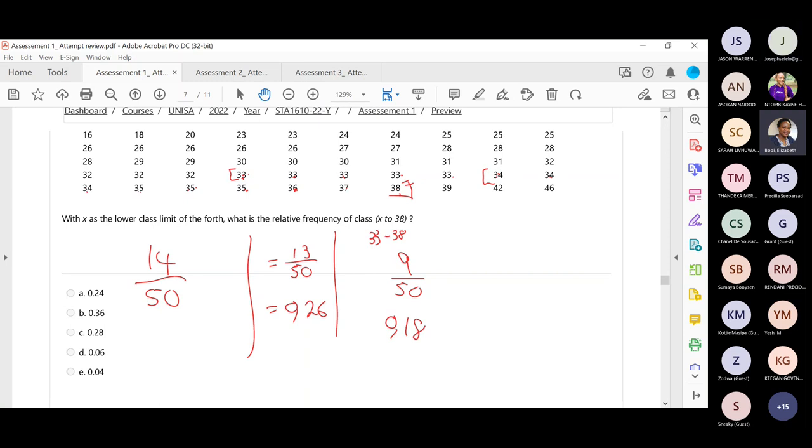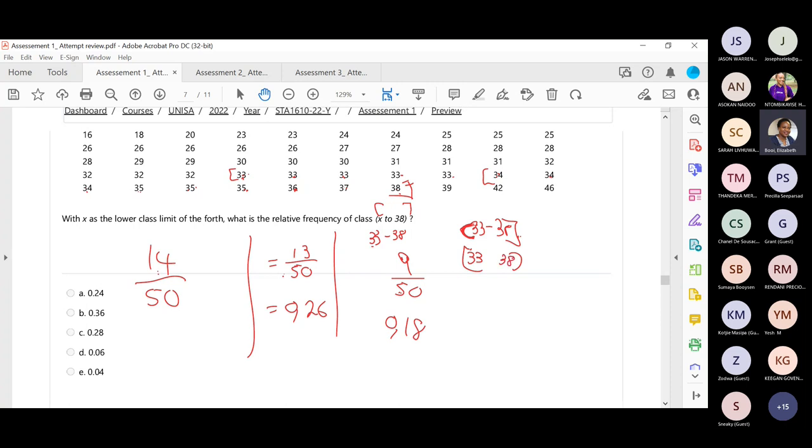Because when we talk about class intervals, when one class finishes, the other one immediately starts. So it should be an open and a close, or a close and an open. If it does not include that number, which is what we did here, it does not include 33. So that will be 33 to 38 because it has to include 38. This one includes 33, but it doesn't include 38.